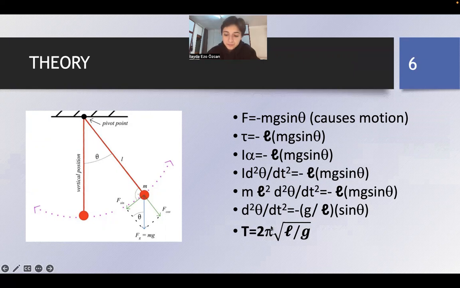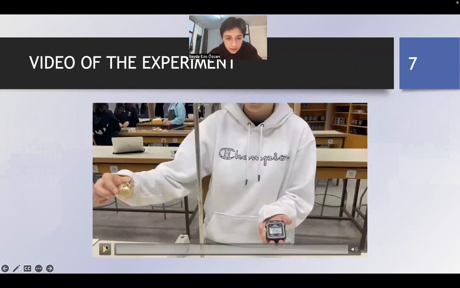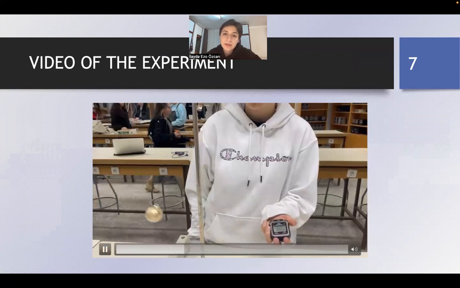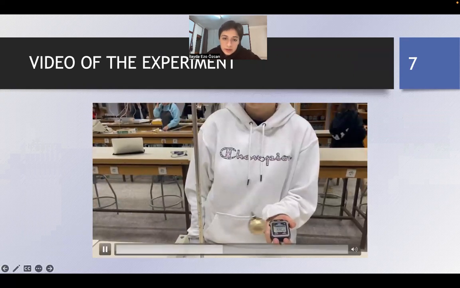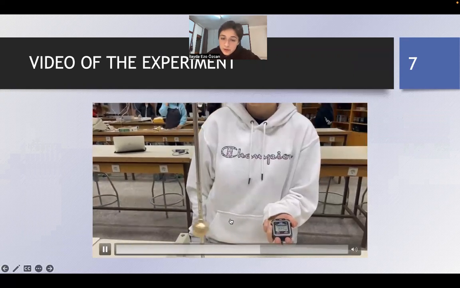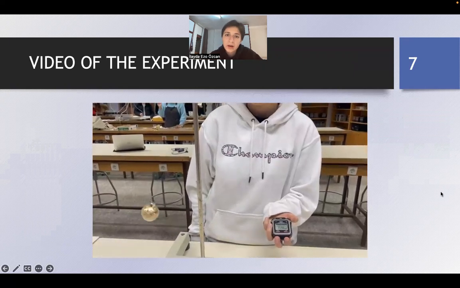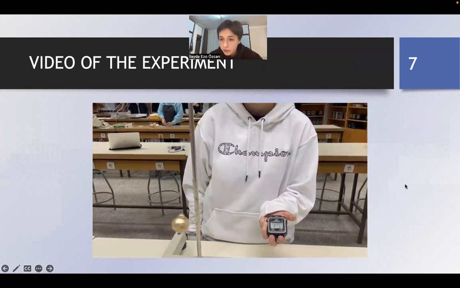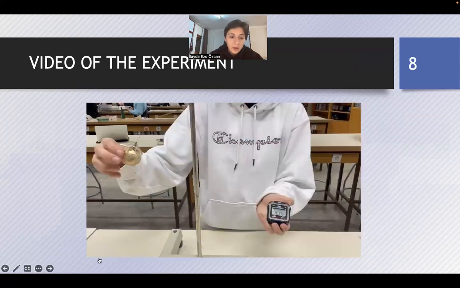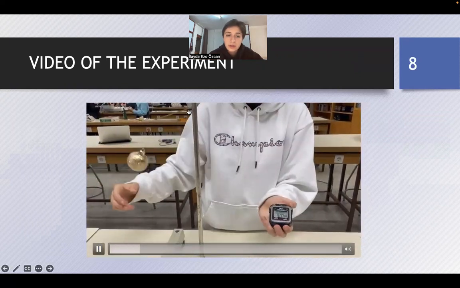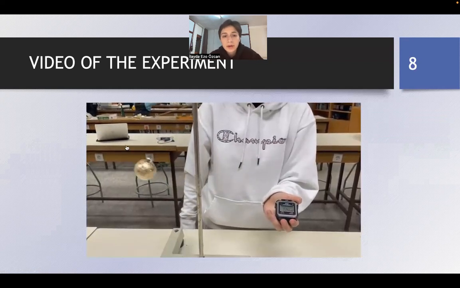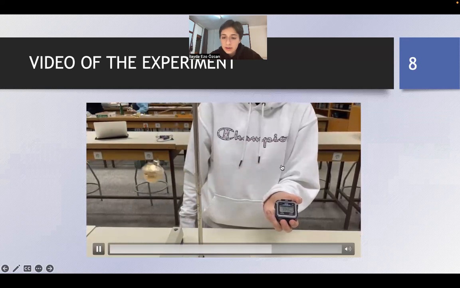This is me performing the experiment with a 30 centimeter string. You can see that I'm waiting for 10 oscillations. I use 10 oscillations because I wanted to minimize the errors. I will show you another video of me using a shorter string, 20 centimeters. You can see that the period is getting smaller and smaller.